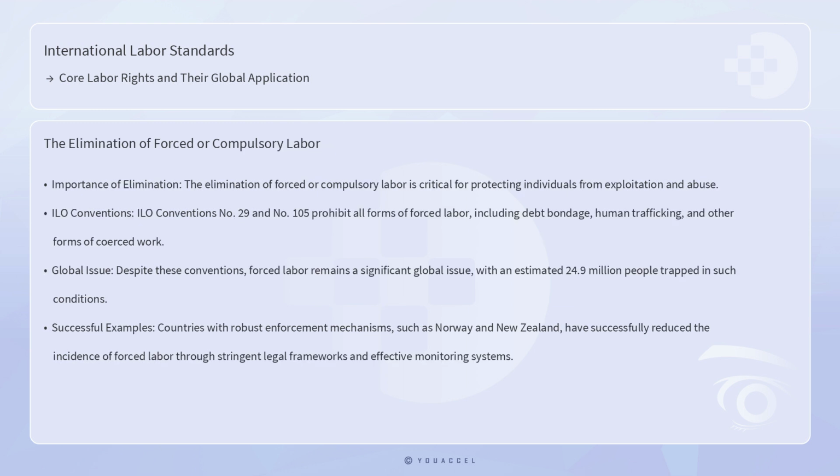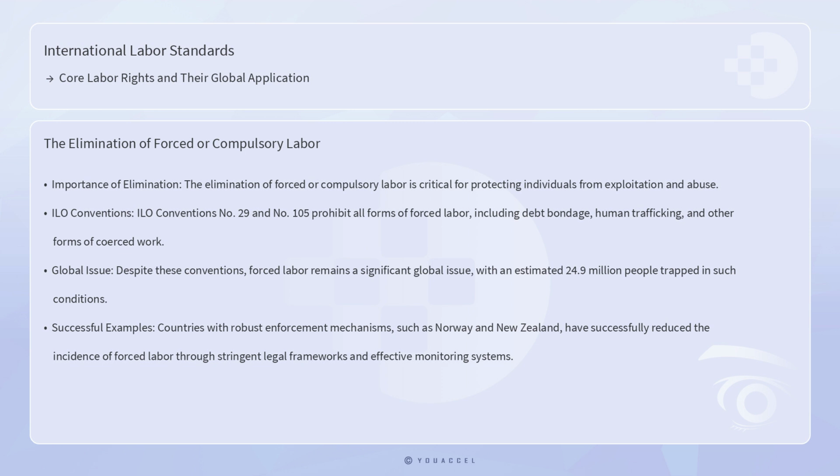The elimination of forced or compulsory labor is critical for protecting individuals from exploitation and abuse. ILO Conventions No. 29 and No. 105 prohibit all forms of forced labor, including debt bondage, human trafficking, and other forms of coerced work. Despite these conventions, forced labor remains a significant global issue, with an estimated 24.9 million people trapped in such conditions.